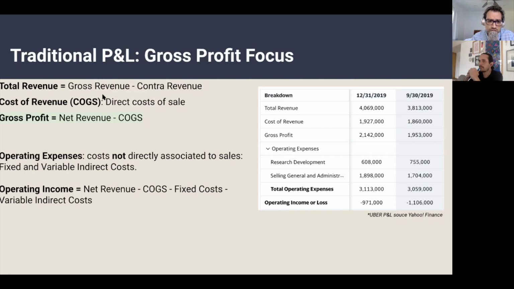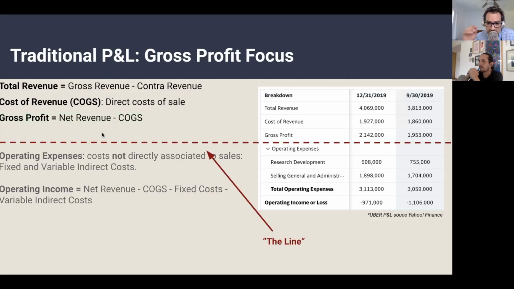The revenues, which are your gross revenues less any discount sales, we call those contra revenues, and then the direct cost of sales. So that's the gross profit focus that the traditional P&L has. And you'll often hear this term called the line, right? Where do you draw the line? So this line that I've drawn here, I've drawn it right below gross profit, above what's called operating expenses.